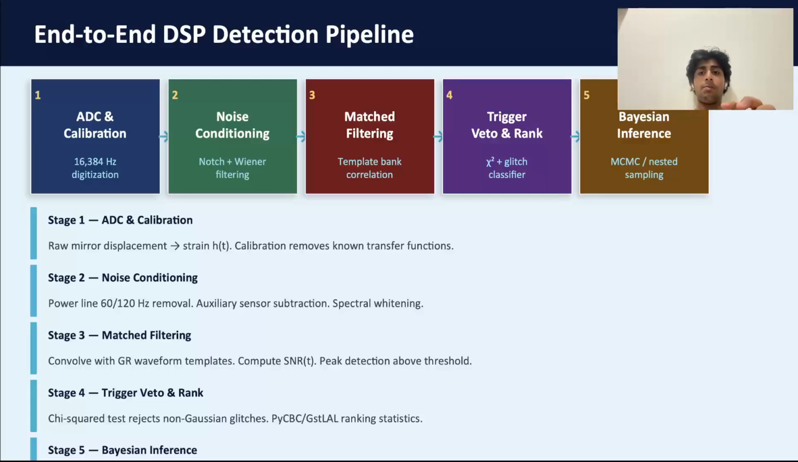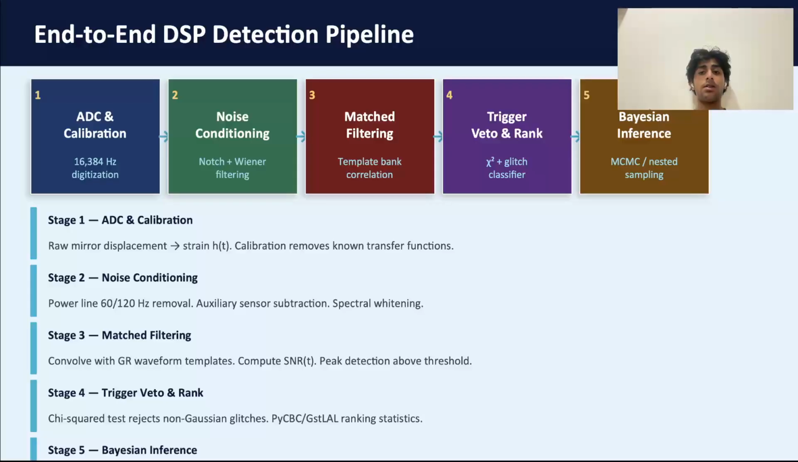Stage 3 is matched filtering, the core algorithm. We cross-correlate the clean data against a pre-computed library of every waveform shape that general relativity predicts for different source parameters. When data matches a template, the output peaks. This is where the astrophysics re-enters signal processing.